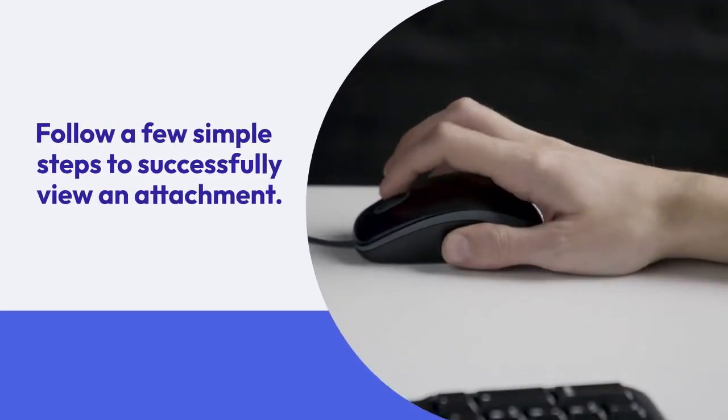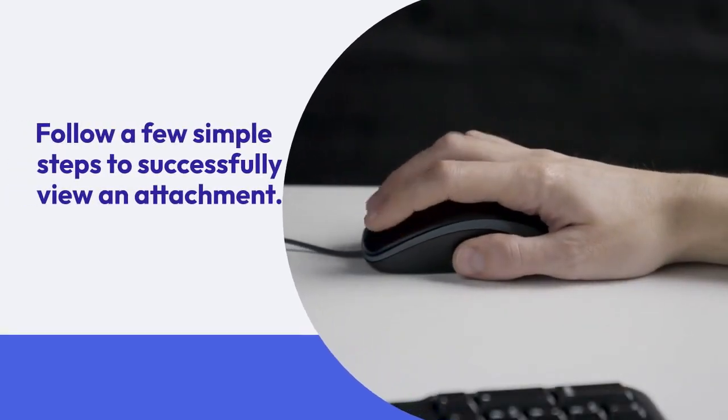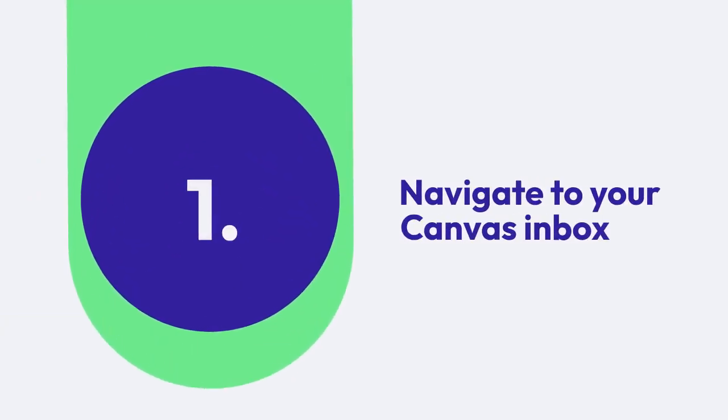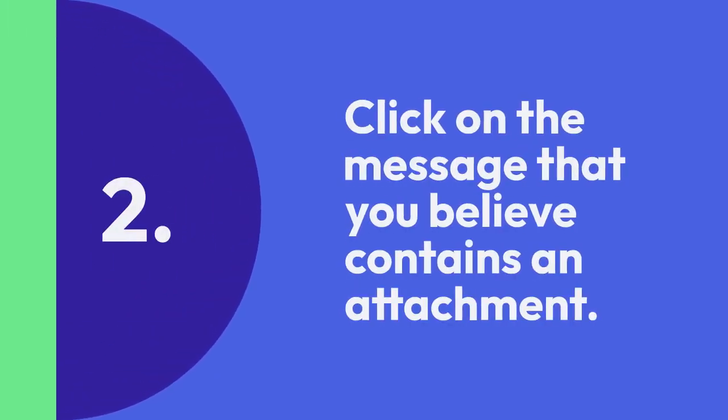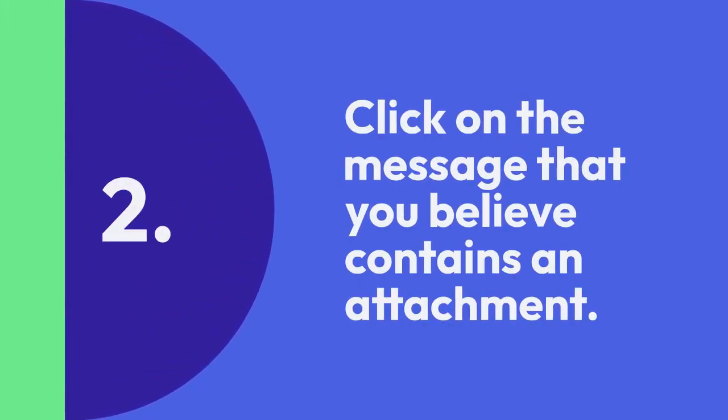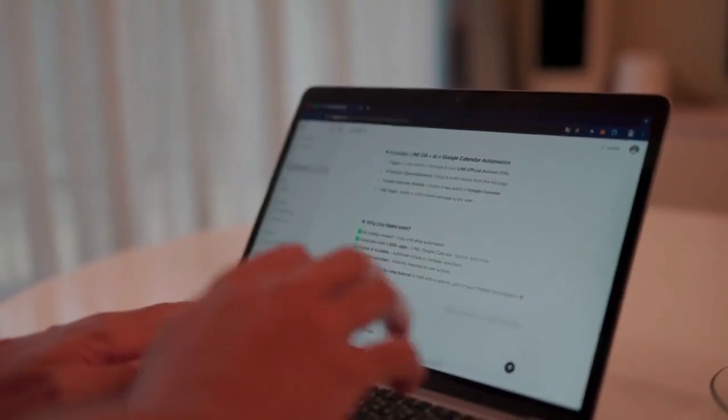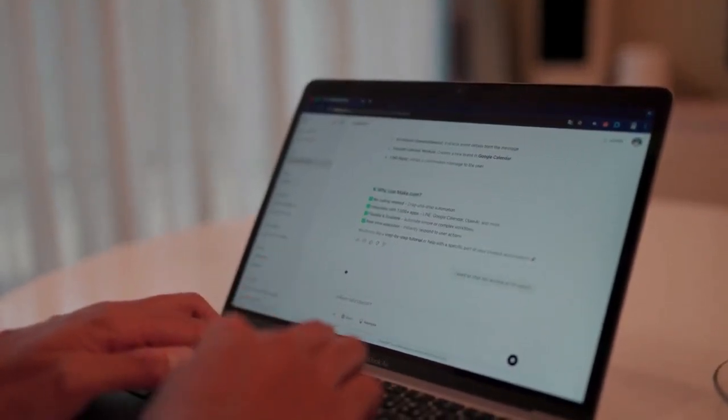To successfully view an attachment, you need to follow a few simple steps. First, navigate to your Canvas inbox within your course or dashboard. Next, locate and click on the specific message that you believe contains an attachment. This action will open the full message in the viewing pane.